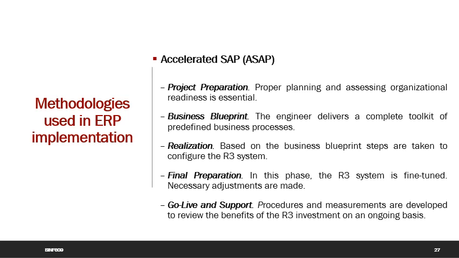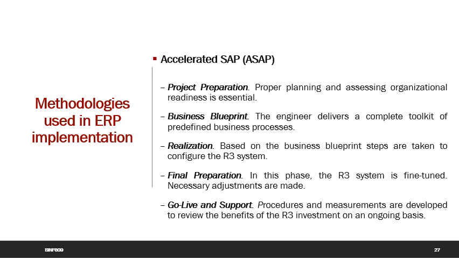Using questionnaires and the models from the business engineer, the business processes are documented to reflect the future vision of the business. Industry templates accelerate the process by predefining industry-best business practices. The result is a comprehensive blueprint of the process. Realization is based on business blueprint.